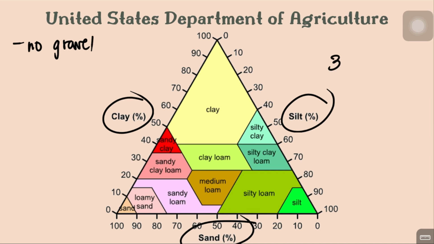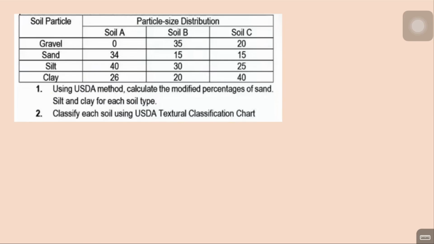To further understand the use of this chart, let us dive into an example. We are given here a particle size distribution of 3 soils, including their soil particles such as gravel, sand, silt, and clay. We are asked to modify the percentages of sand, silt, and clay for each soil type. Then we will classify it using the USDA textural classification chart. Let us first modify each soil, starting with soil A. So we are to remove the particle gravel.